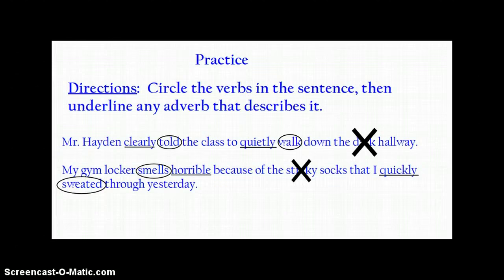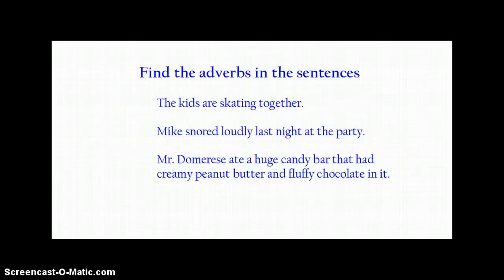So if you messed up a little bit on those, figure out how to correct those mistakes, and then move on to the next part. Alright, for this next exercise, it's pretty much the same thing, except instead of finding the verbs and the adverbs, I simply just want you to find the adverbs in these three sentences. So pause it. You can even just write down the adverbs instead of writing down the whole sentence. That's okay. Pause it, find the adverbs, then continue.